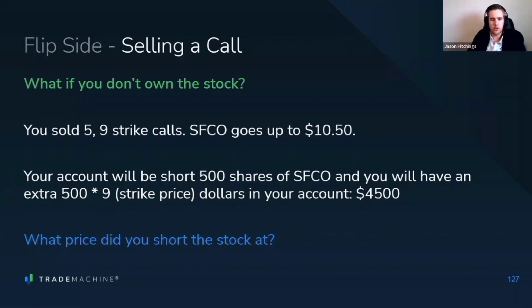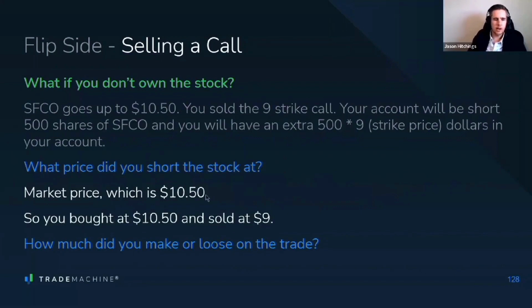So what price did you actually short it for? Did you short it for 9? You shorted it for the market price. The market price at the time was $10.50. So what you did is you went out and you bought the stock for $10.50 and then you immediately sold it for $9. And so what did this whole trade look like for you?